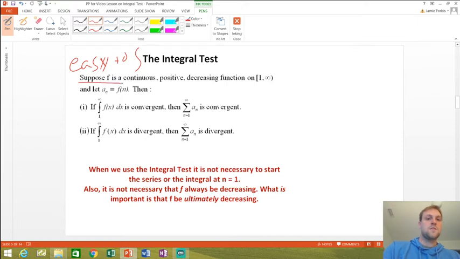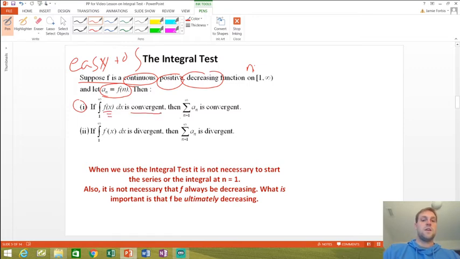It says, suppose f is a continuous, positive, and decreasing function for all values of n from 1 to infinity. We let a sub n equal f of n, meaning we can make a function instead of a sequence, because we want to integrate the function, not the sequence. Then, case number one, if the integral from 1 to infinity of f of x is convergent, then the summation of a sub n is convergent. And if the integral from 1 to infinity of f of x is divergent, then the series is divergent.